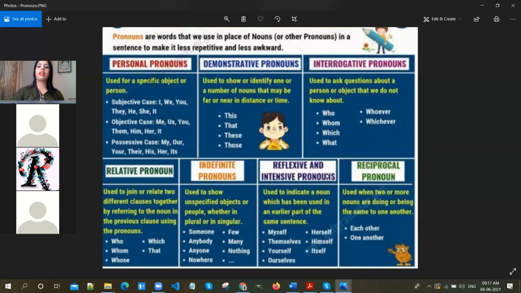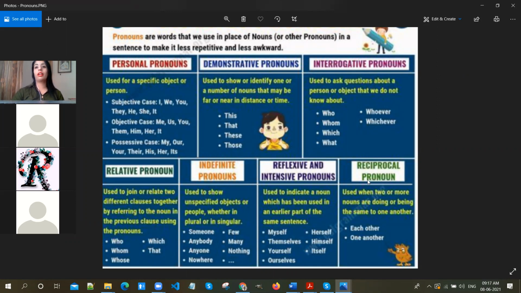Next is reflexive and intensive pronouns. This we have done earlier as well. Used to indicate a noun which has been used in an earlier part of the same sentence. Right? Myself, themselves, yourself, ourselves, herself, himself, itself. So intensive pronouns means when you're talking about the same person. Indicate a noun which has been used in the earlier part. You will use this pronoun in relation to the noun used in the earlier part of the same sentence. I take care of myself, right? So in place of I, myself is used.